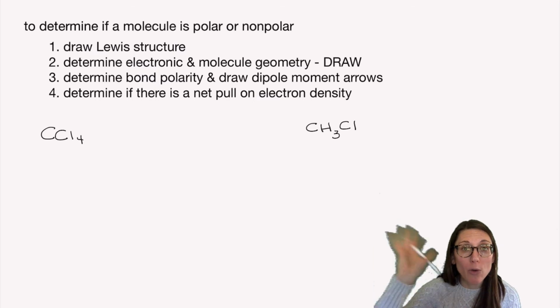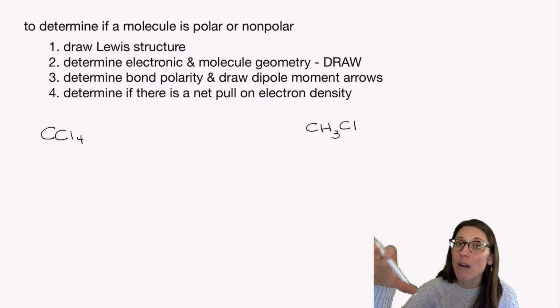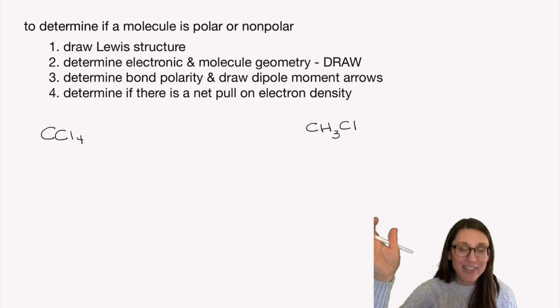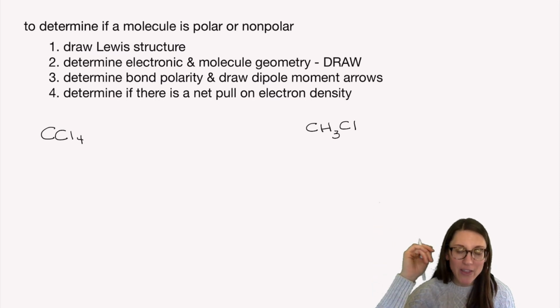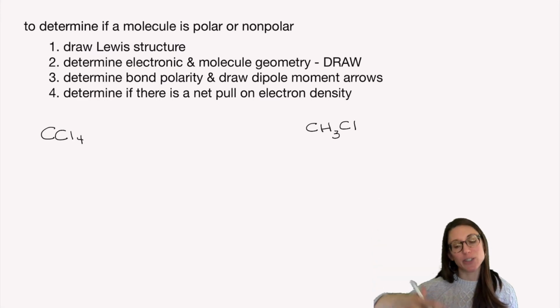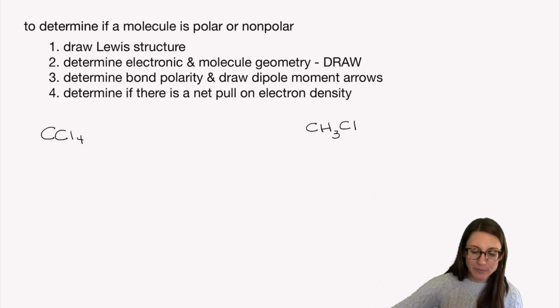Draw the molecule with the proper geometry. Don't skip this step. Lewis structures are misleading. They're two-dimensional. Molecules are three-dimensional, so draw them out. Then you're going to determine bond polarity and then draw the dipole moment arrows that exist. And lastly, look at it to determine if there's a net overall pull on your electron density. Let's look at two similar examples and we'll do a bunch more in class.